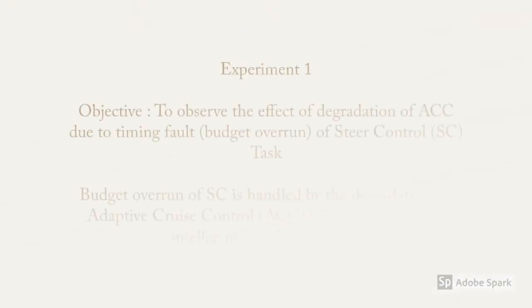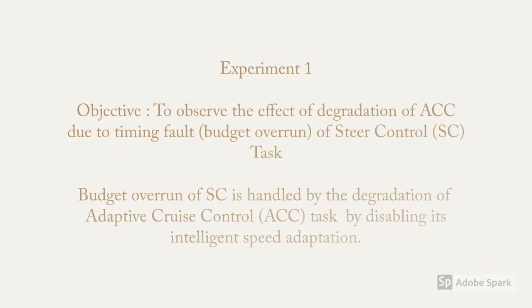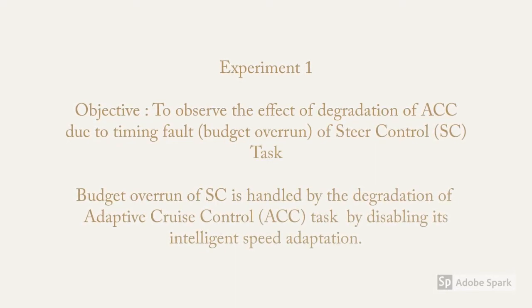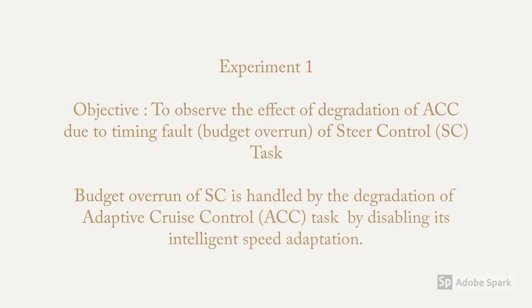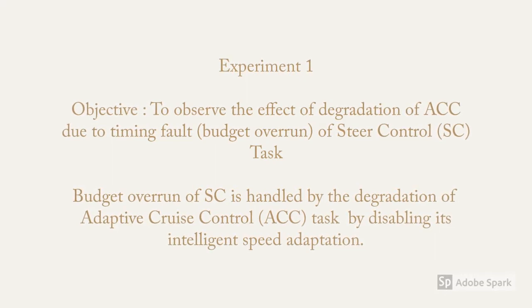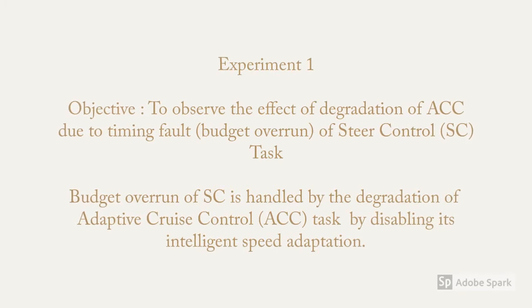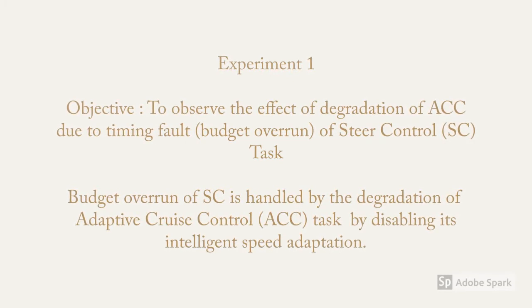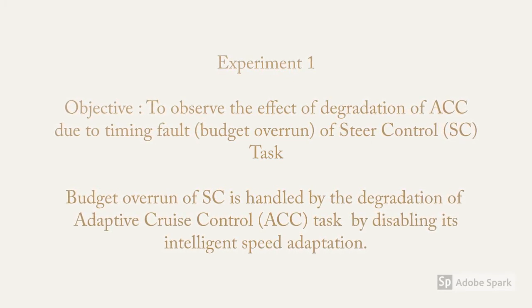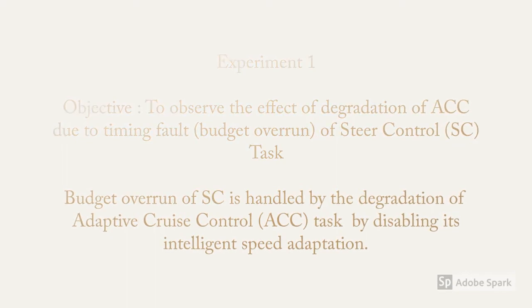So we conducted two experiments to see the effect of degradation of cruise control to handle the budget overrun of other tasks. In experiment one, we simulated the timing fault, that is budget overrun of steer task. And to handle the budget overrun, we degraded cruise control by disabling its intelligent speed adaptation.